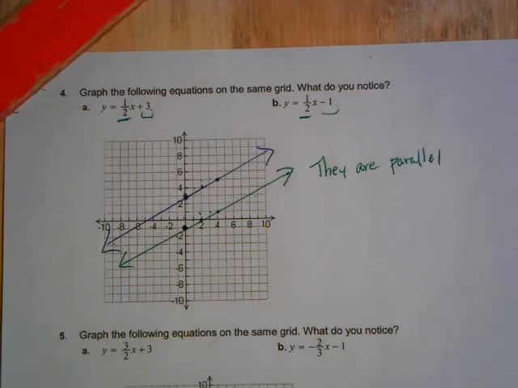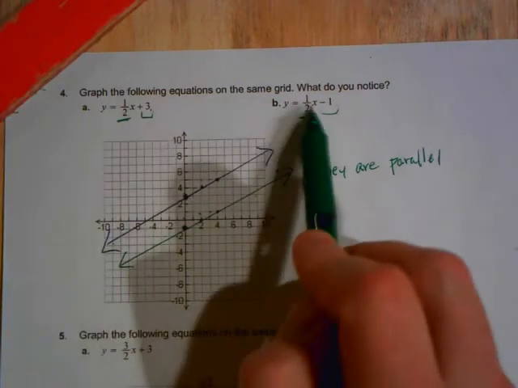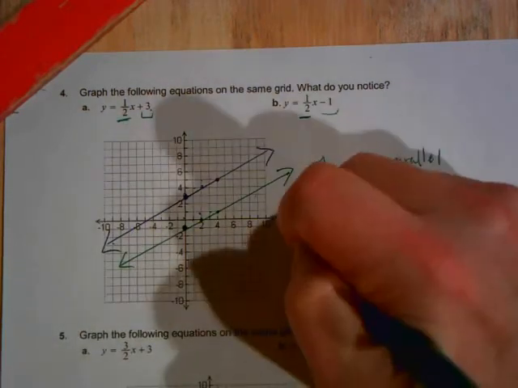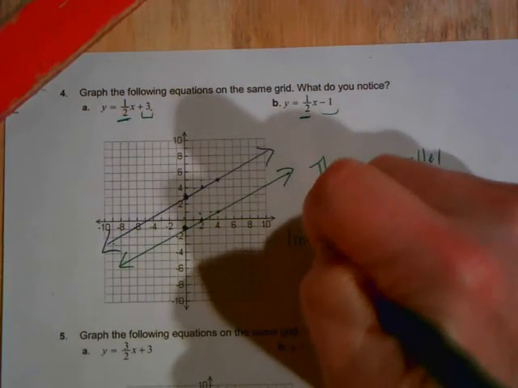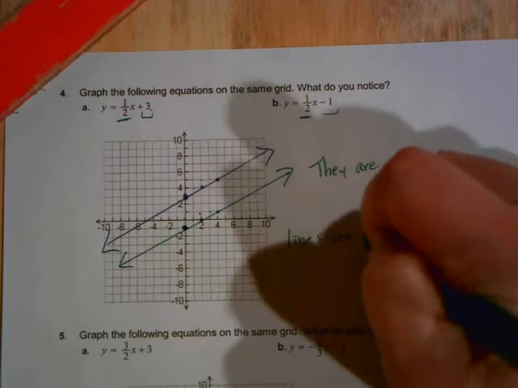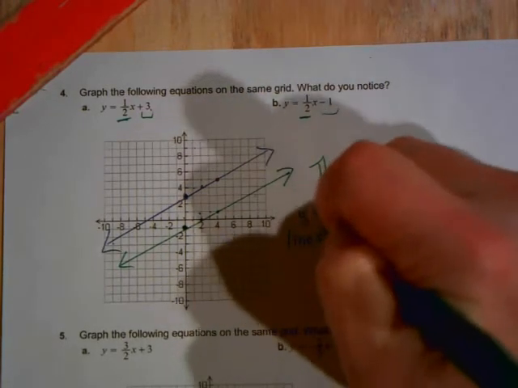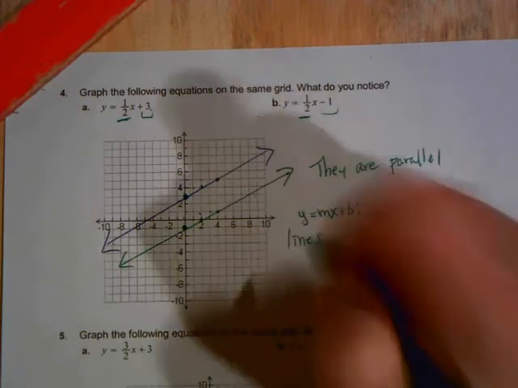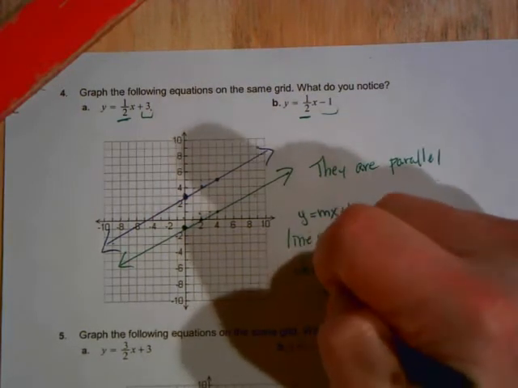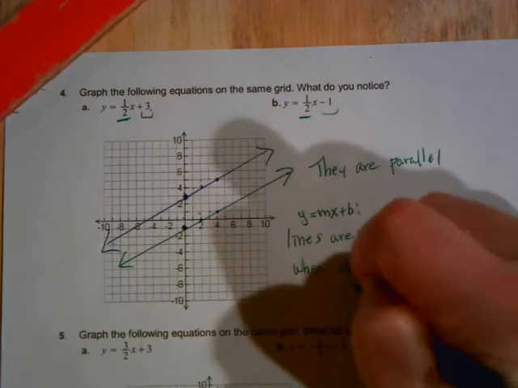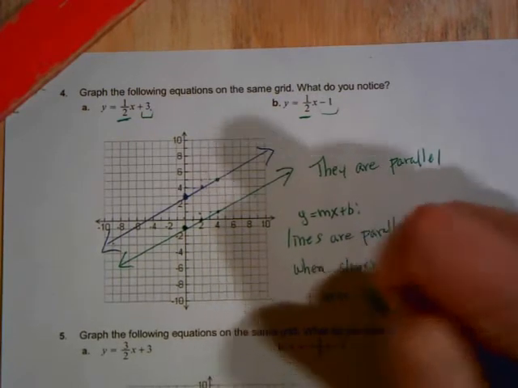What tells us about direction and steepness? It's slope. So, lines are parallel. Well, they're both in the form y equals mx plus b. Lines are parallel when slopes are equal.